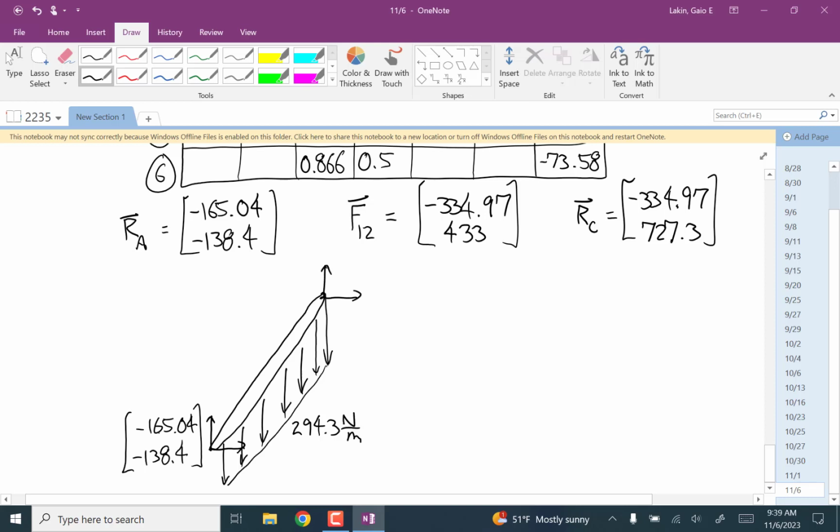And then F12, so we have this force plus a force vector of 500, 0 at that point. I'm going to add those two. So we have negative 334.97, 433, plus a vector 500, 0. And so up at the top here, we have a total force of 165.04, 433.